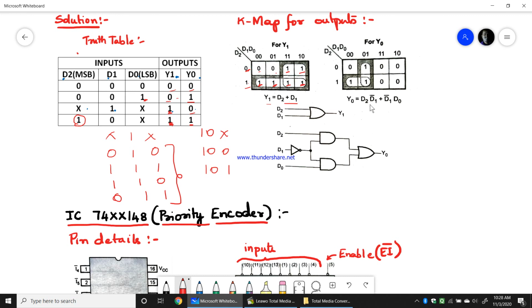For y0, you get the same way. So for y0, 0 0 0 is 0, 0 0 1 is 1. So this is 1. Coming to these 4 entries, these 4 entries, these 4 entries, it is 0. Therefore 0 0 0 0. And these 2 entries, which is 1 0 0 and 1 0 1, it is 1 1, because it is 1 here. Therefore y0 I get d2 d1 bar plus d1 bar d0. Now you construct the logic diagram for that particular K-map.